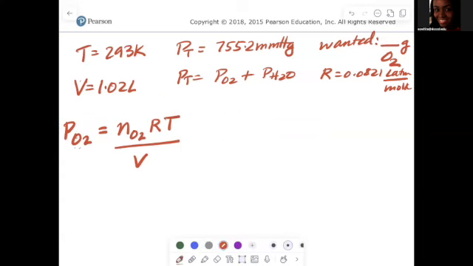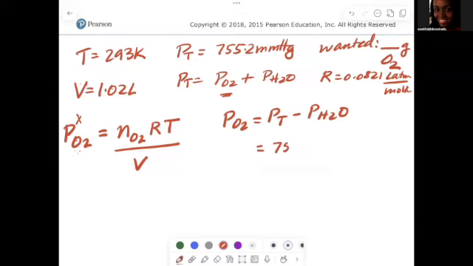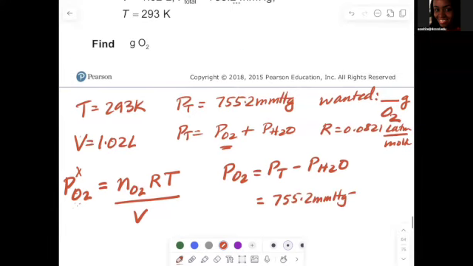Quick inventory, checklist, right? We don't have pressure of oxygen. We have pressure total, but that's not pressure of oxygen. Pressure of oxygen is equal to pressure total minus pressure of water. Pressure total is 755.2 millimeters of mercury. For the pressure of water, I have to read the temperature. This has to be converted to Celsius, so minus 273 equals 20 degrees Celsius.